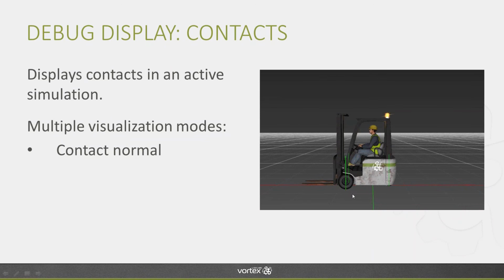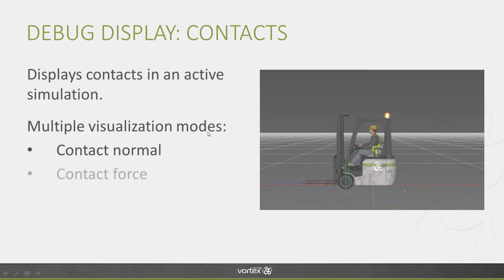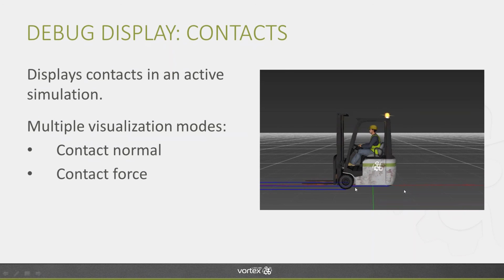And it's going to display the normal of contacts in the scene. So as you see on the forklift here, it's resting on the ground, and the normal is located perpendicular to the ground. If we toggle to the next, contact force, we'll see the force and the direction of the different contacts in our scene. So the blue line here tells us that the direction of the force applied is towards the left.